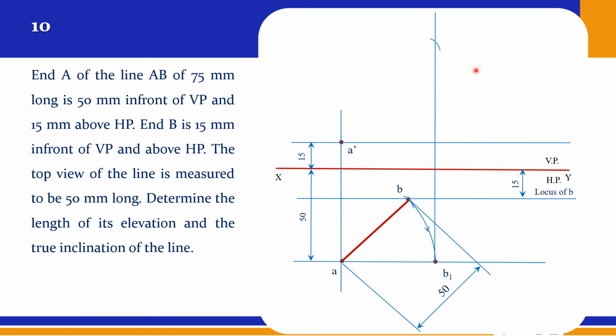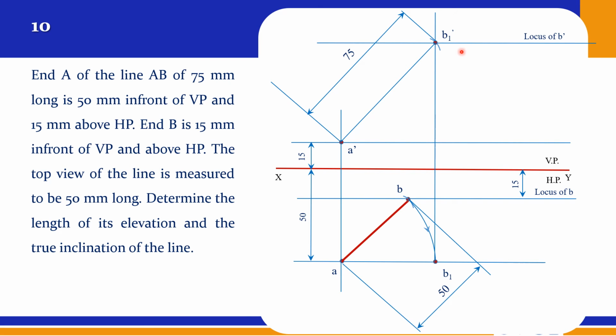From A dash you can cut the arc. We did this in the earlier problem also, same procedure. You can follow the same procedure, and this is the 75 mm long. Now you are getting A dash and B1 dash. So this is A dash B1 dash. Immediately you can mark the locus of B dash. Now you have obtained the top view, and from the top view you have obtained the locus of B, because the above HP distance is not given. In front of VP it is 15 mm, clearly given in the problem.